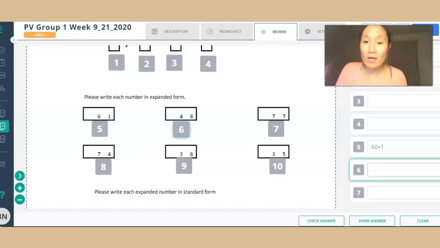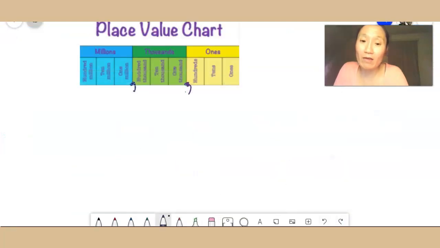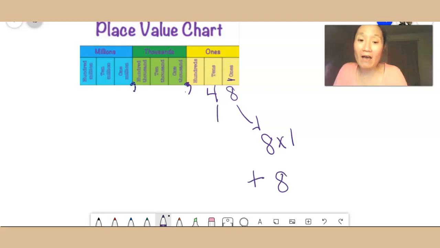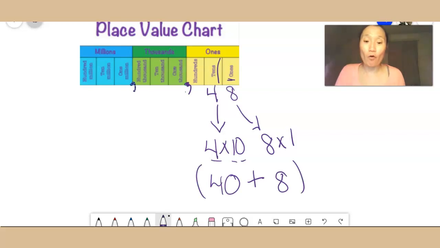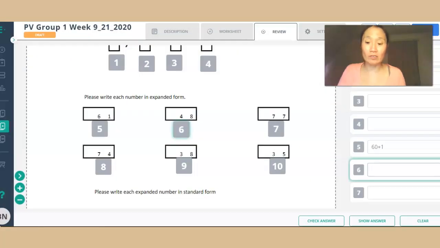All right, so now we have the number 48. So I'm going to write the 4 and the 8 here. Okay, now this is saying right here, I have 8 groups of 1. 8 groups of 1. And that equals 8. Plus, I have 4 groups of 10. 4 groups of 10. And that is going to be 4 times 1 is 4, add the 0, 40. So my expanded form for number 6 is going to be 40 plus the 8.